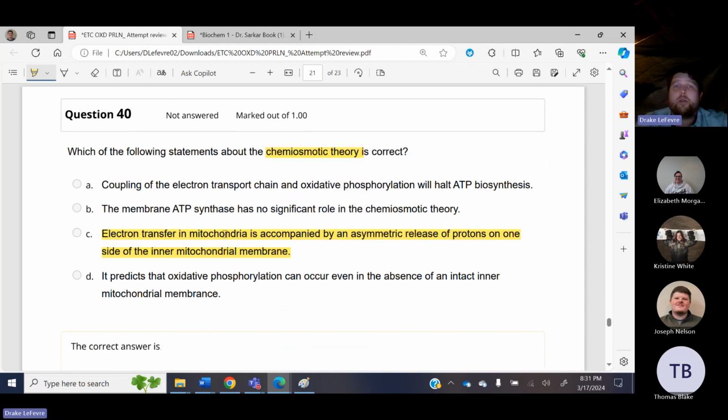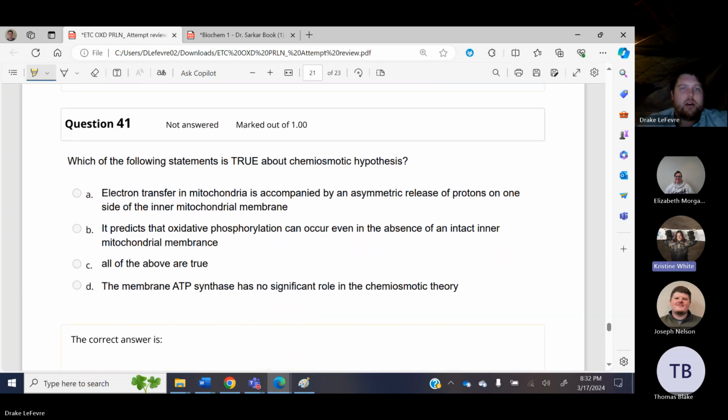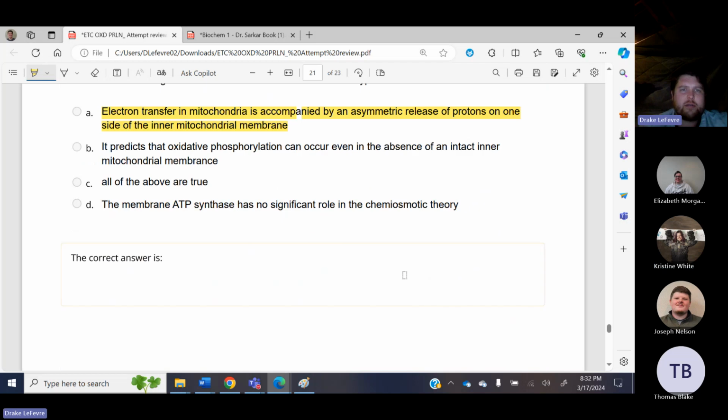Does anybody need to review what the chemiosmotic theory is? So if you see it, make sure you look for the answer choice that's talking about something to do with that proton gradient and stuff moving across. This is almost the exact same question. The answer choice is the same. Just a couple other incorrect answer choices, I guess.